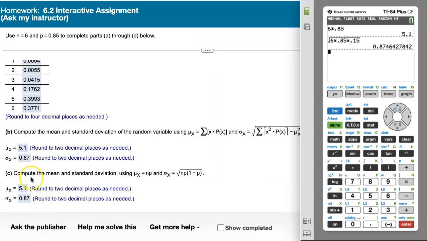For part C, it asks us to compute the mean and standard deviation by these formulas. And we could just pick up any standard calculator and come to the side here and do that. Remember, N is 6, P is 0.85, and 1 minus P is 1 minus 0.85, or in other words, 0.15. Notice that we get the same values.